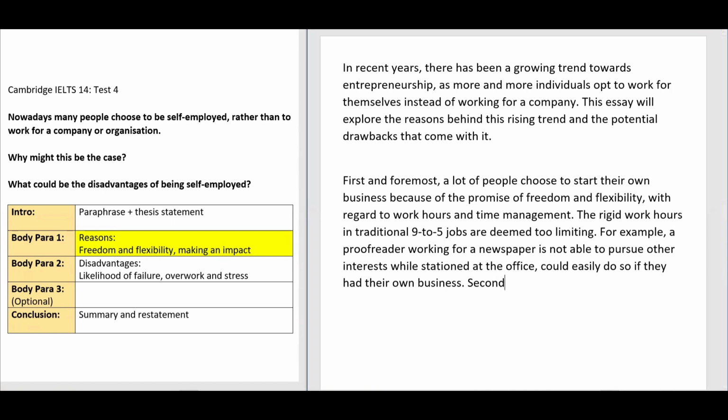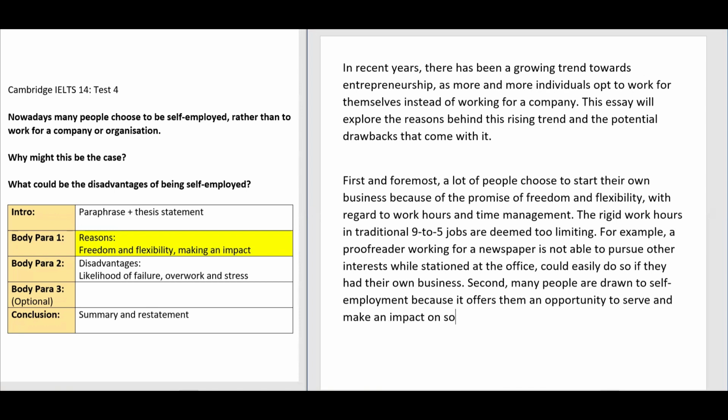Second, using a linker or connective here. Second, many people are drawn to self-employment because it offers them an opportunity to serve and make an impact on society. All right, so our first body paragraph is done.